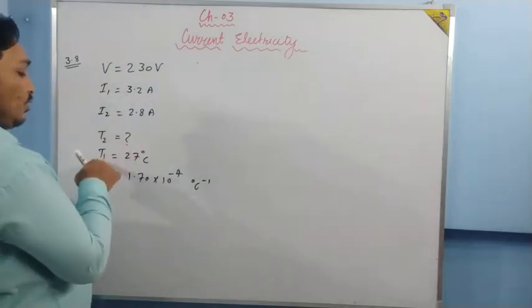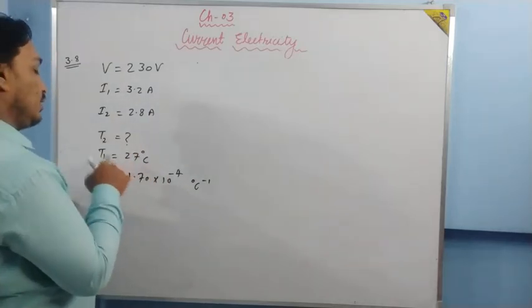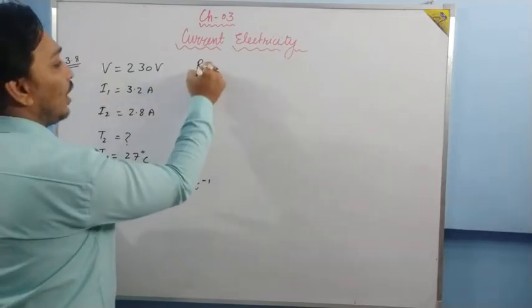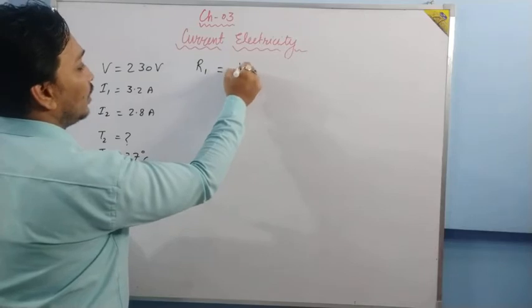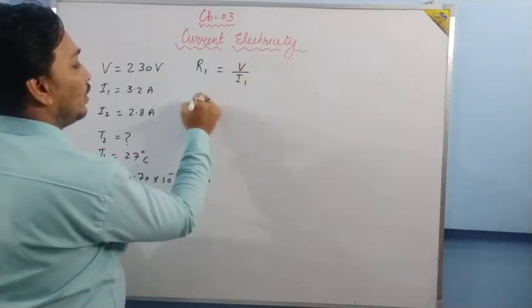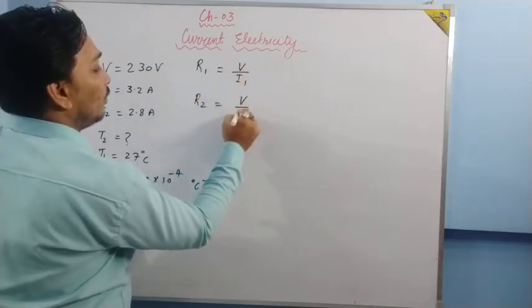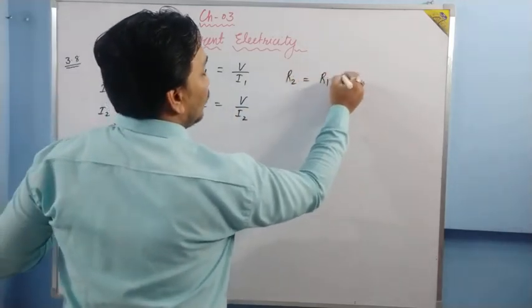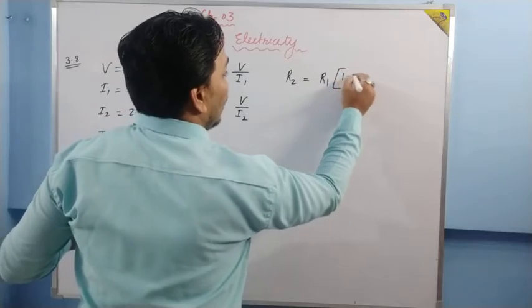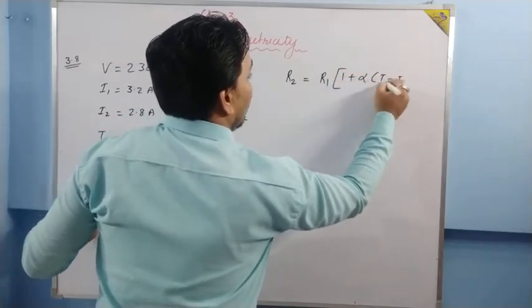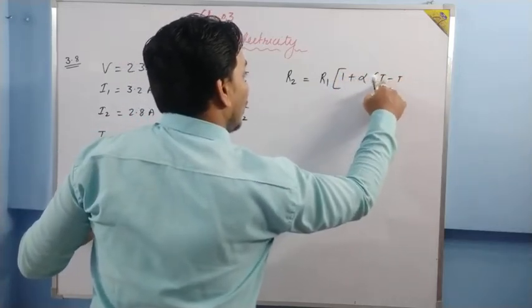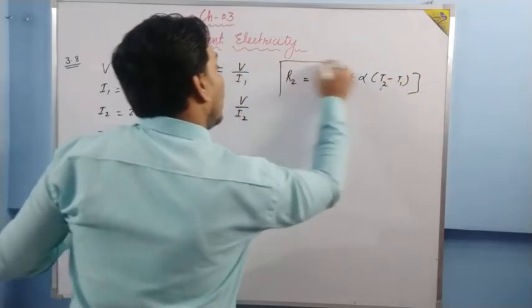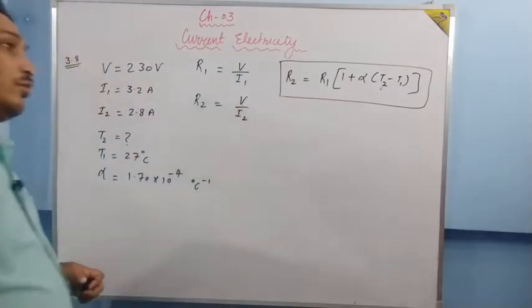If the room temperature is considered T0, and this is your T, so basically I1. So R1 is going to be V upon I1, and R2 is going to be V upon I2. The formula will be R2 = R1(1 + alpha(T2 − T1)). So this is the formula we are going to apply.